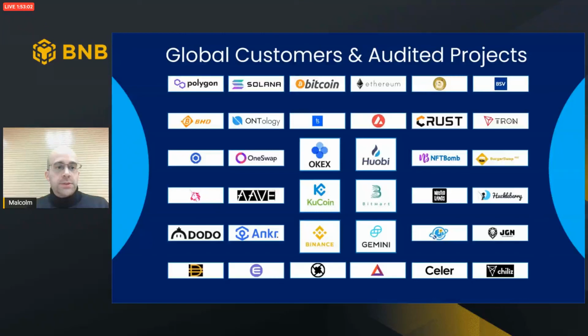And here is an overview of clients and audited projects that we have served. So we are a trusted security company in this blockchain ecosystem.